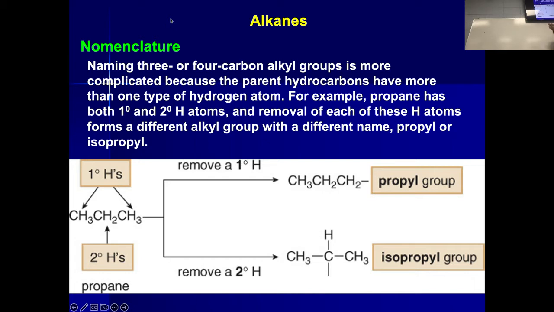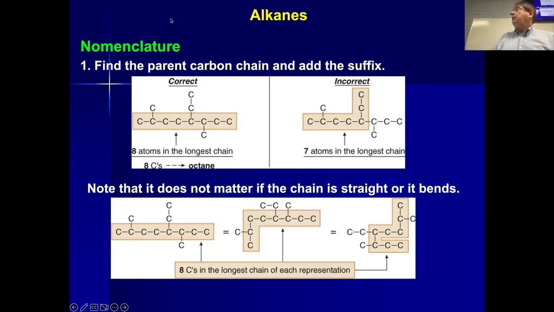So if it looks like a V, it's an isopropyl group. Where does the iso come from? What does that mean? Isomer. It's just an isomeric structure. It's just connected a little differently, okay? So you can have a propyl group and you can have an isopropyl group, okay? So let's work through some of these.